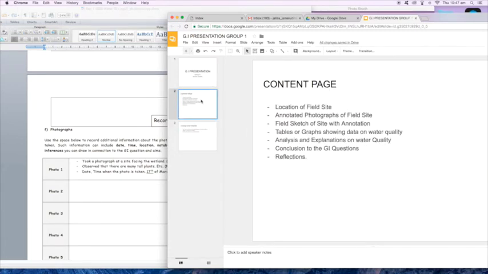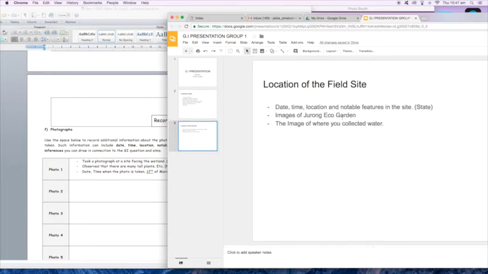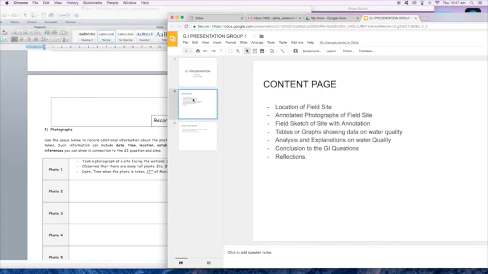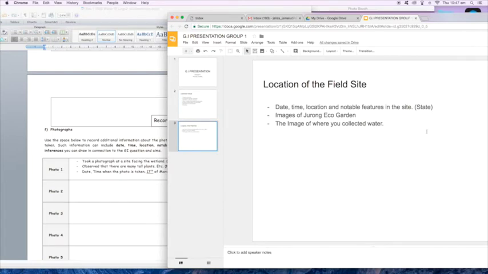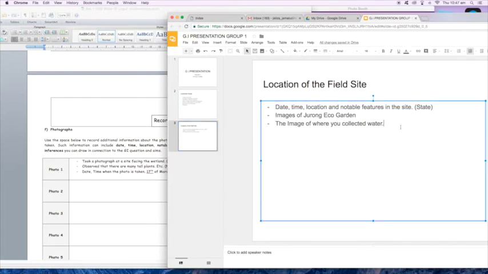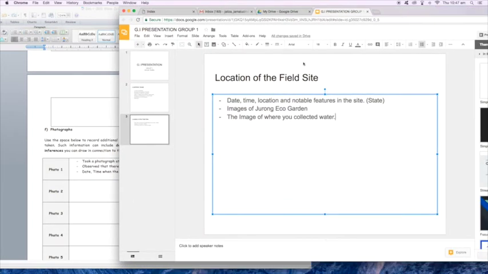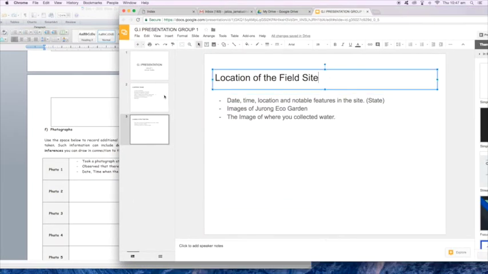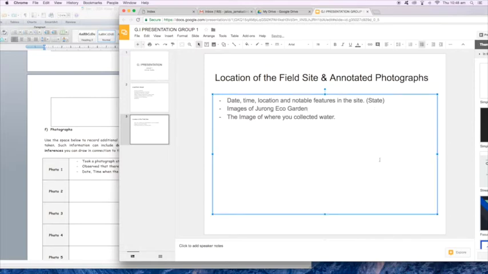So this actually can come together with your annotated photographs. No, let's not make it confusing for you. I'll give you a choice. You can put together the location of the field site and annotated photographs. What does it mean by annotated photographs? I've taught you before. Means, okay, let's see.